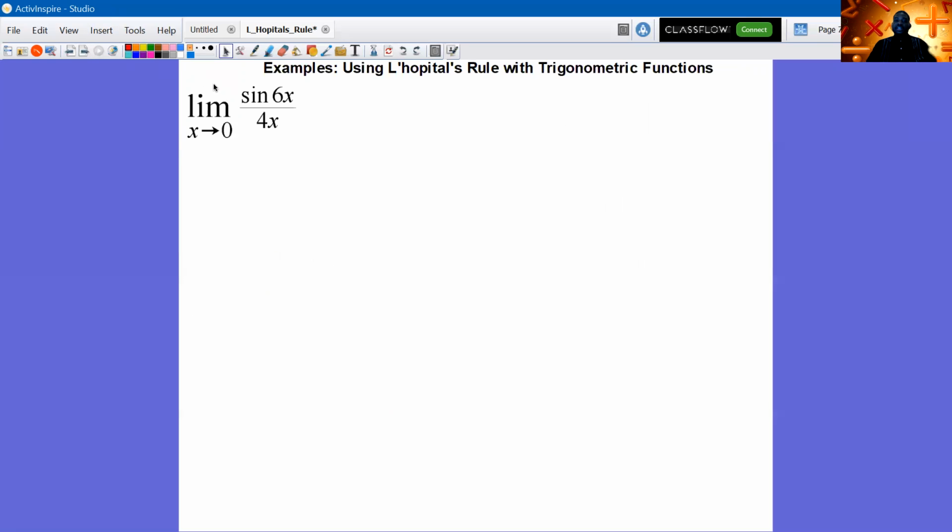So now let's take a look at some problems dealing with trigonometric functions. Again, we have a fraction here, so the same process will apply. So first, talk about differentiability. And we know that sine of anything, no matter what it is, is always going to be differentiable.